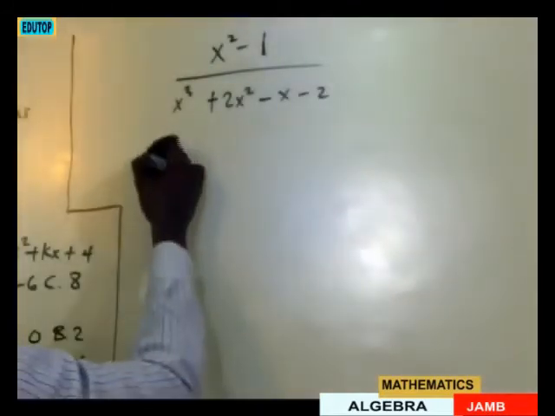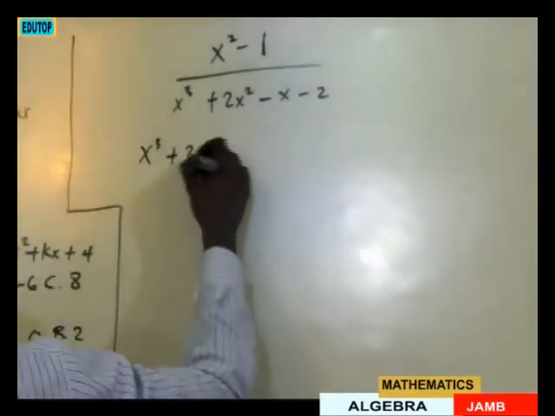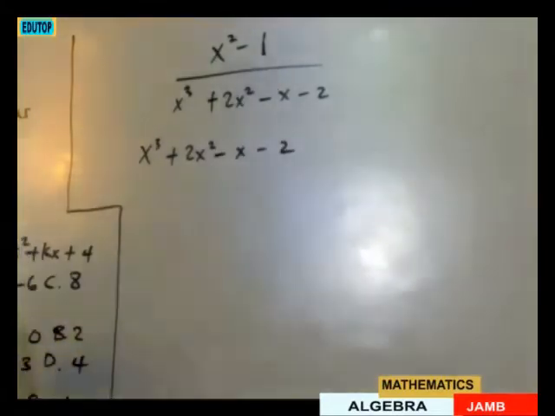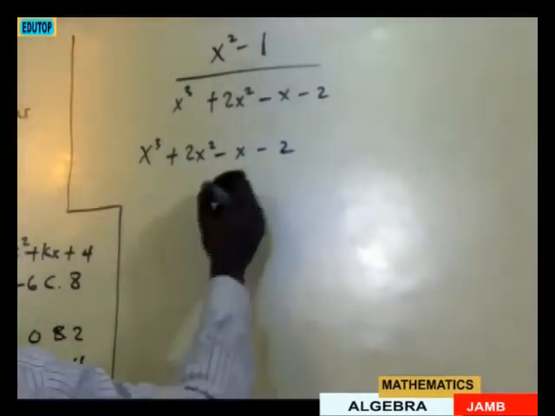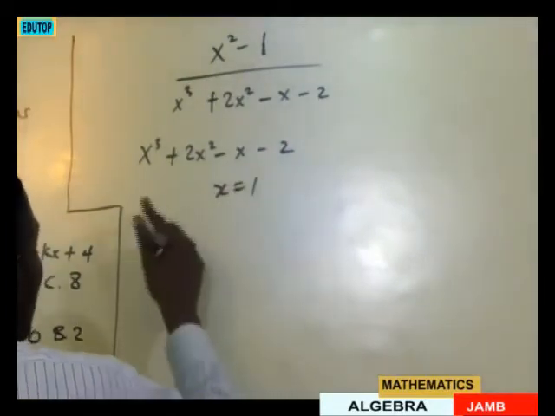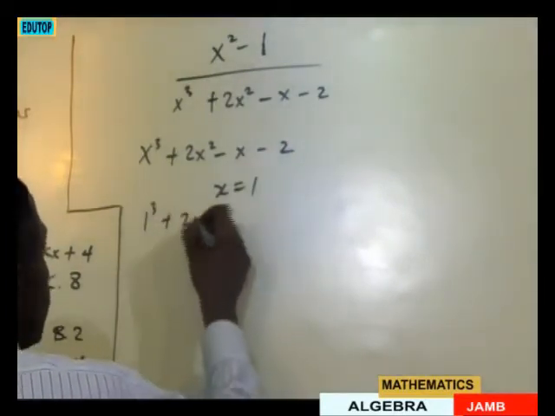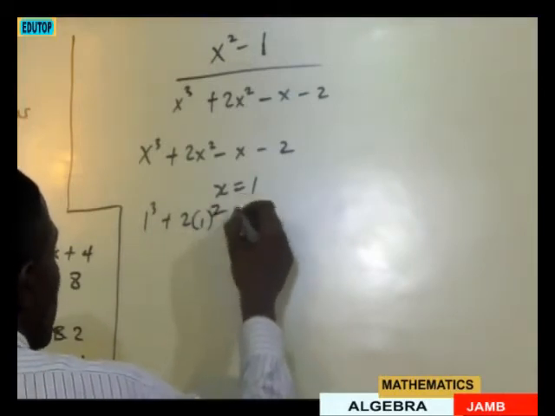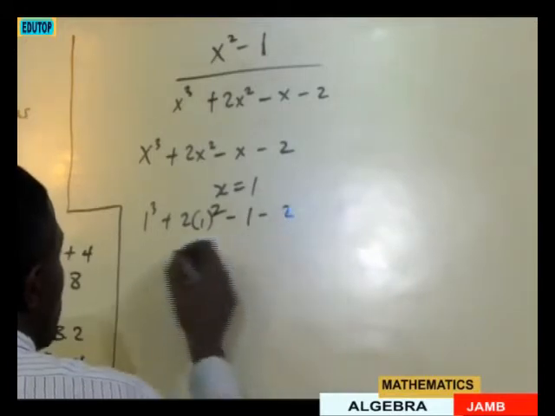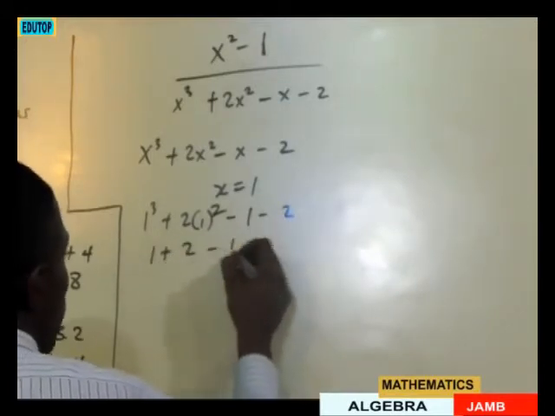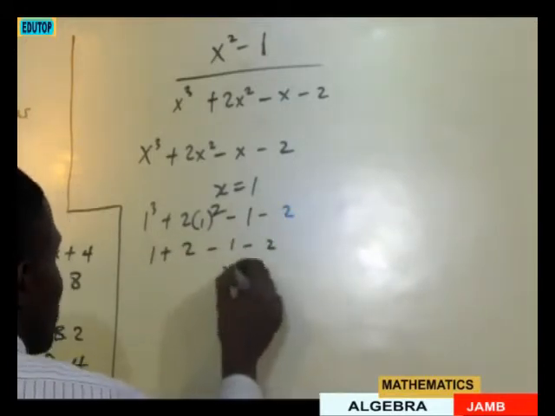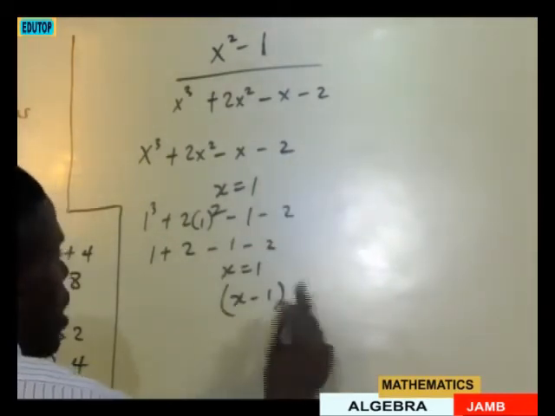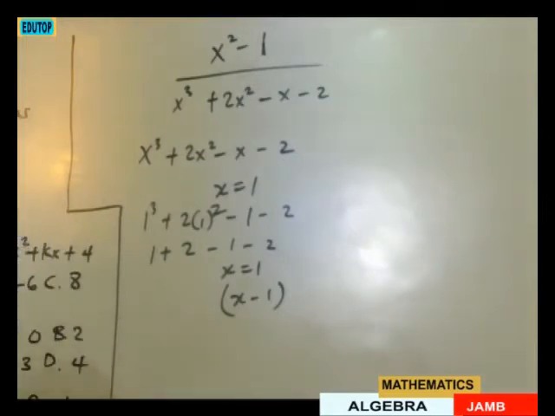If I want to break this x cubed plus 2x squared minus x minus 2, let me test whether 1 will work here. 1 cubed plus 2 into 1 squared minus 1 minus 2. So this one is 1 plus 2 minus 1 minus 2. It will work. So x equals 1 is the solution of this. Then x minus 1 will definitely be a factor. Take note of that.